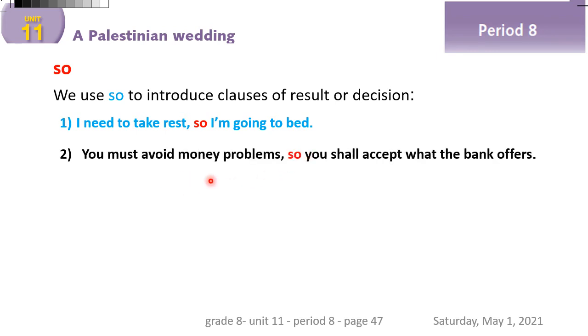You must avoid money problems. يجب أن تتجنب مشكلاتك المالية. So you shall accept what the bank offers. ولذلك عليك أن تقبل ما يعرضه البنك. إذا أنت عليك أن تقبل ما يعرضه البنك. Why? To avoid money problems. إذا جملة واحد نتج عنها جملة اثنين، وجملة اثنين هي جاءت كنتيجة من جملة واحد. Agreed؟ Okay. هي لذلك. So معناها لذلك.